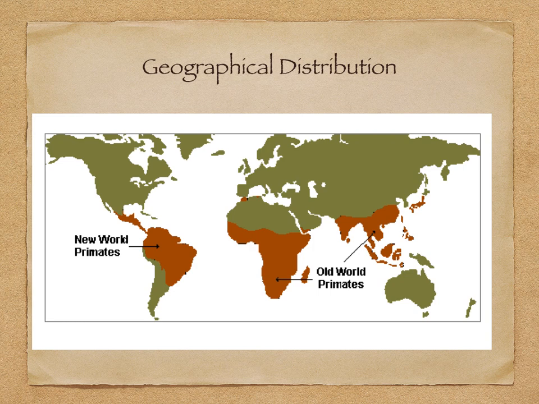General geographical distribution: the New World primates tend to be in South America, Central America. Old World primates are actually split. You can see some in and around the Mediterranean, but most of them are in Africa and in South Asia.